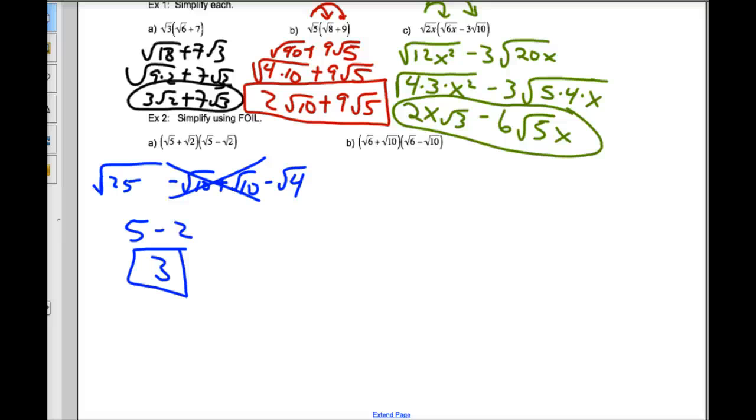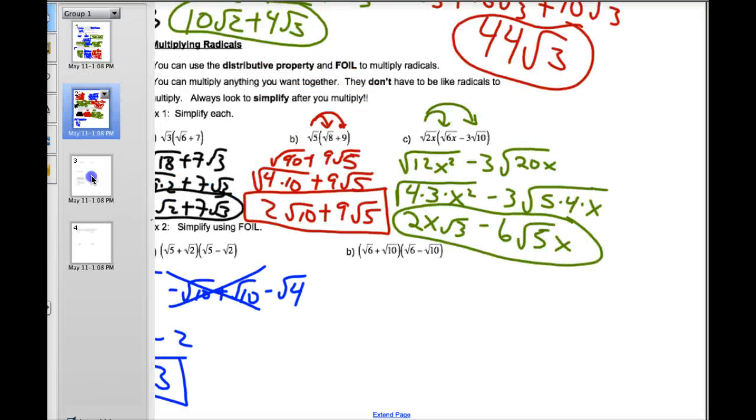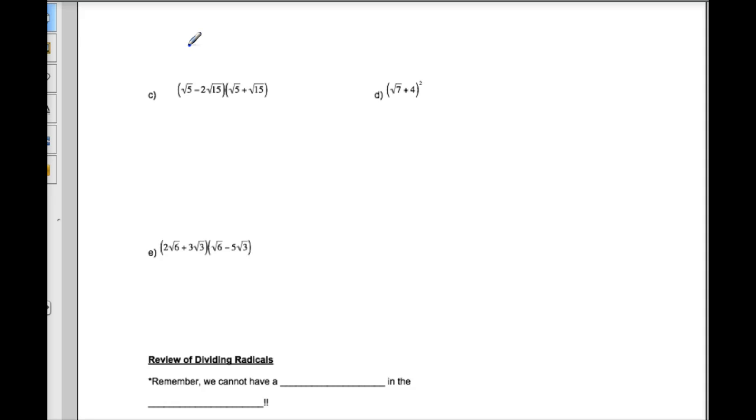So this one, guys, does give us a rational number because we're multiplying conjugates together. But look at the next page. Is letter C the conjugates? No. Looks like it is, but the coefficient of 2 messes everything up. These are not conjugates. We will not get a rational number here. Everybody do FOIL on it and watch what happens. This is why I don't want you guys to skip steps.